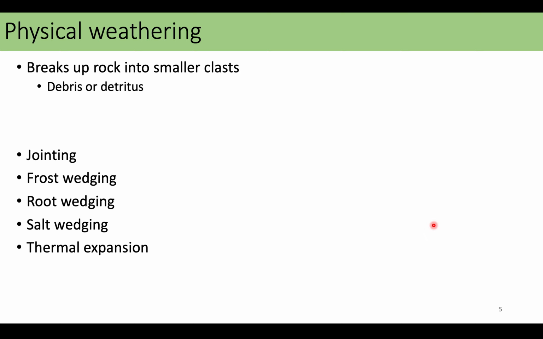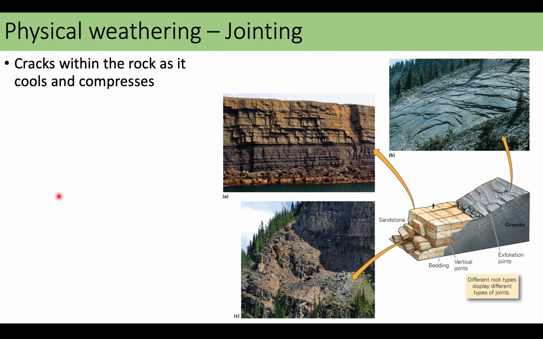So for physical weathering, it is just what it sounds like. This is where rock is broken up into smaller pieces or clasts. Whenever the rock is broken into smaller pieces, we call this physical weathering. So I'm going to go through a couple of examples of what physical weathering looks like. I have some photos. So the first to talk about is jointing.